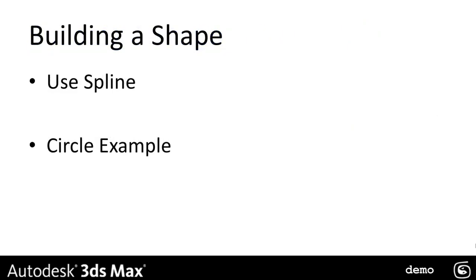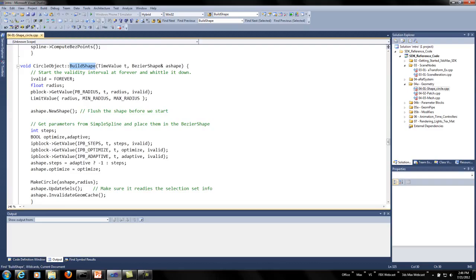So let's take a look at building a shape. I'm going to switch over to Visual Studio. So I have the circle object sample code. This is from the SDK. And when you create an object of a specific type, the creation routines are called by 3ds Max, and the plugin wizard will generate the basics for you. And so what you typically have to implement is the actual behavior itself.